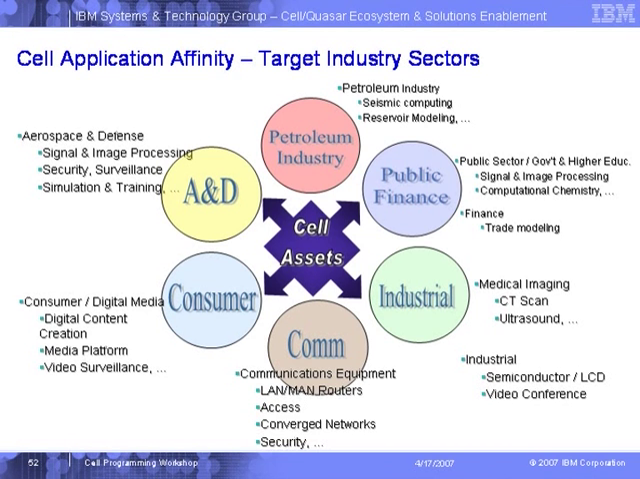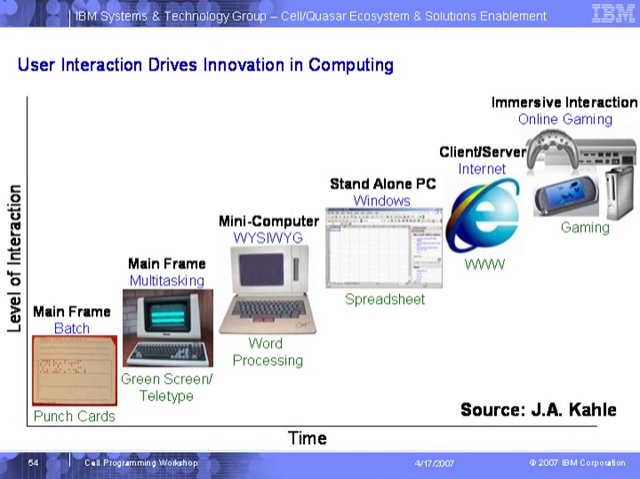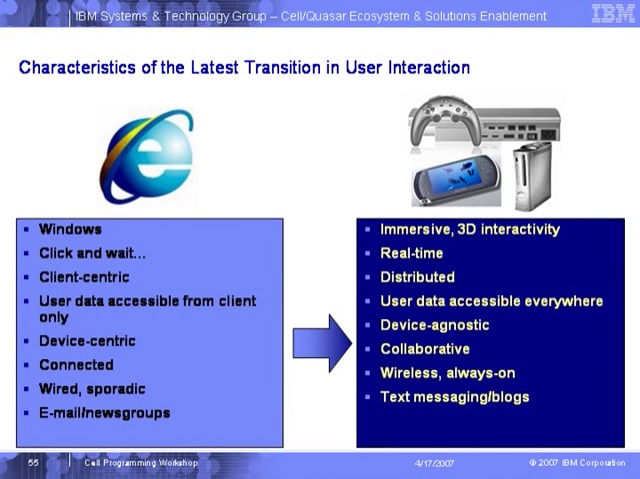With the future of the Cell BE, we're moving from punch cards 20 or 30 years ago, up to client-server, and now we get into immersive interaction for online gaming. These are applications moving from the window, click and wait, client-centric, into immersive, real-time and distributed. A lot of data has to be accessed everywhere, right? On your palm, on your cell phone, for example. And wireless, always on, text messaging, blogs.